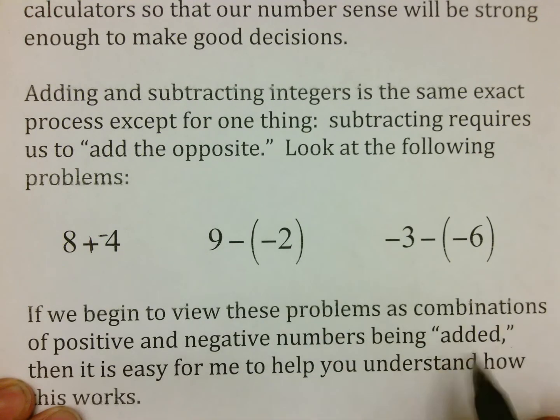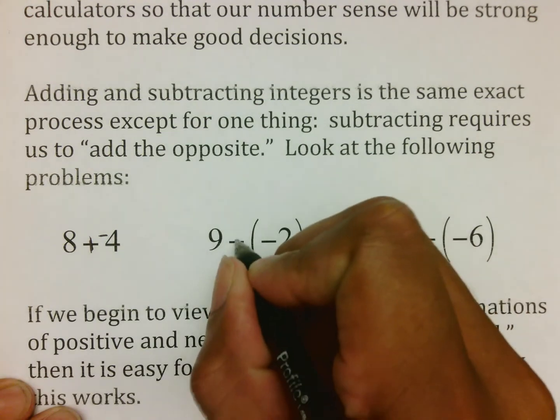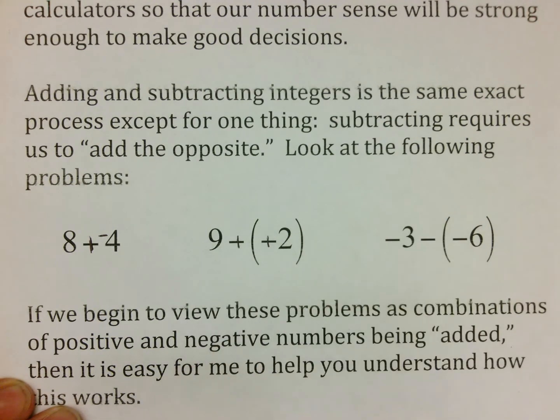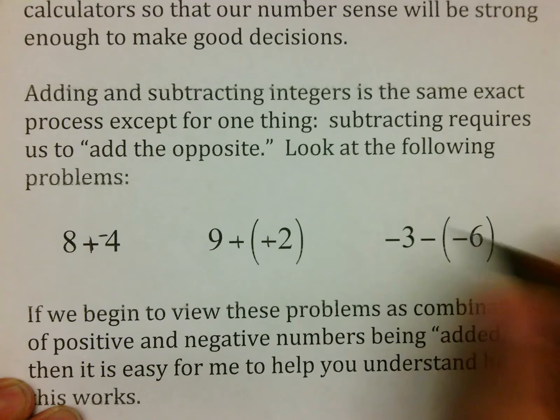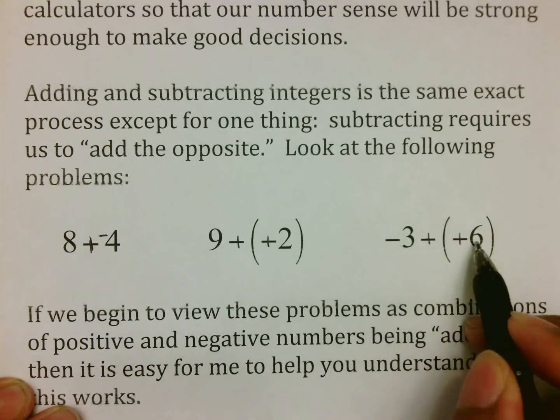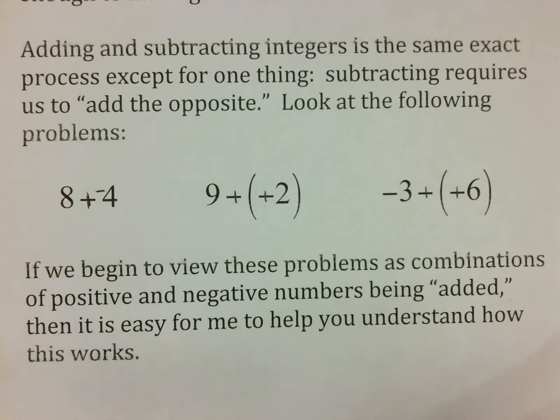9 minus negative 2, I'm going to recommend, again, this is a minus sign, so plus the opposite would now be 9 plus a positive 2. Negative 3 minus negative 6, plus the opposite, is going to be negative 3 plus positive 6. If we begin to view these problems as just combinations of positive and negative numbers being added, then it's easy for me to help you understand how this stuff works. And so again, we're going to use that idea as we go through.